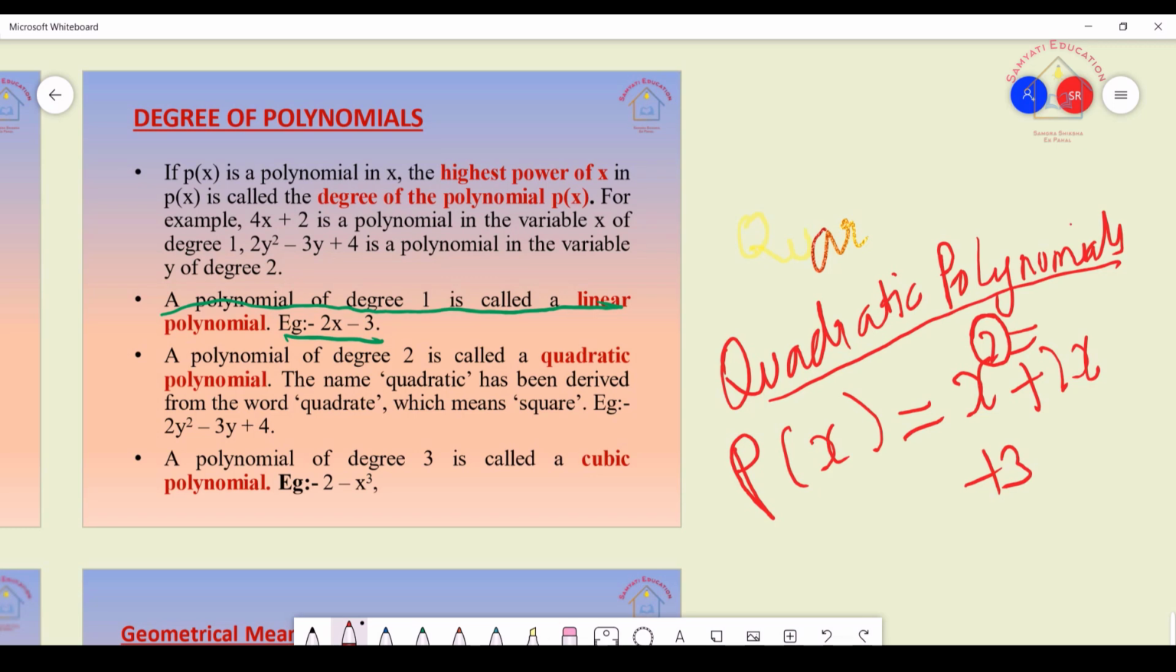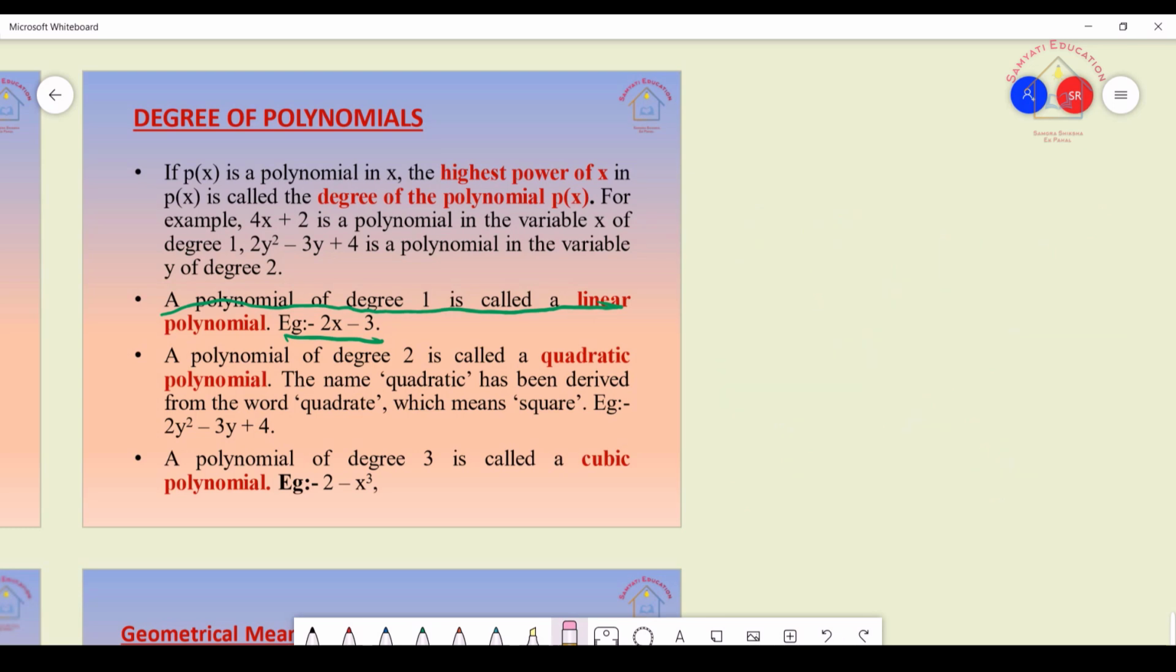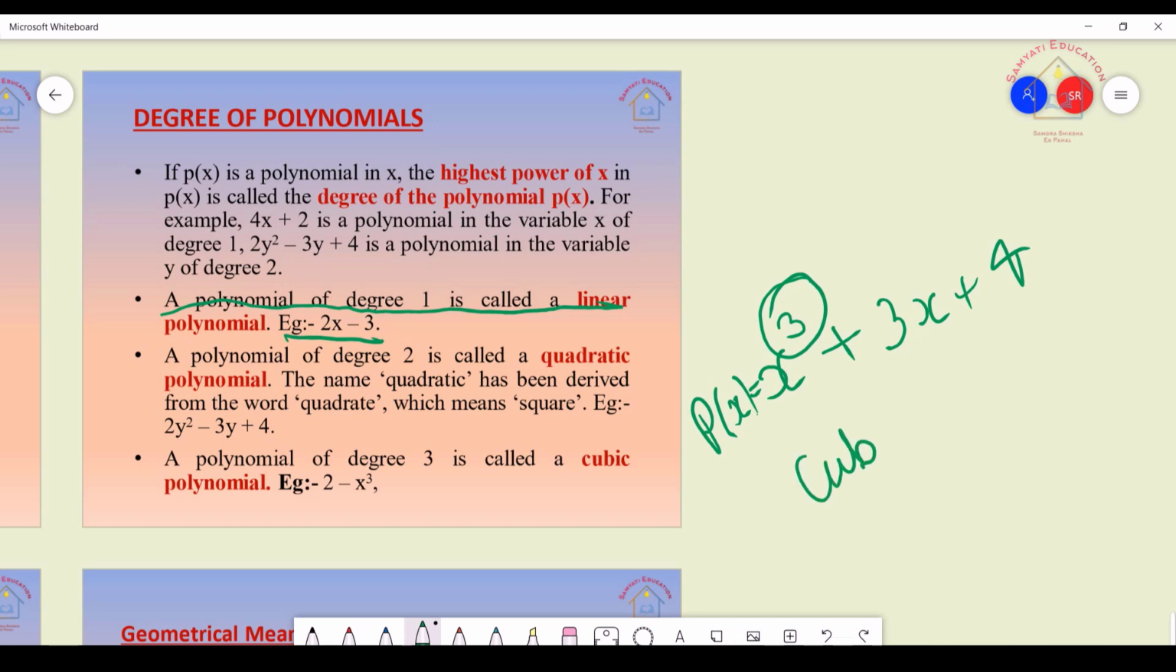And similarly, any polynomial with degree 3, like x cube plus 3x plus 4, any polynomial with degree 3 is a cubic polynomial.